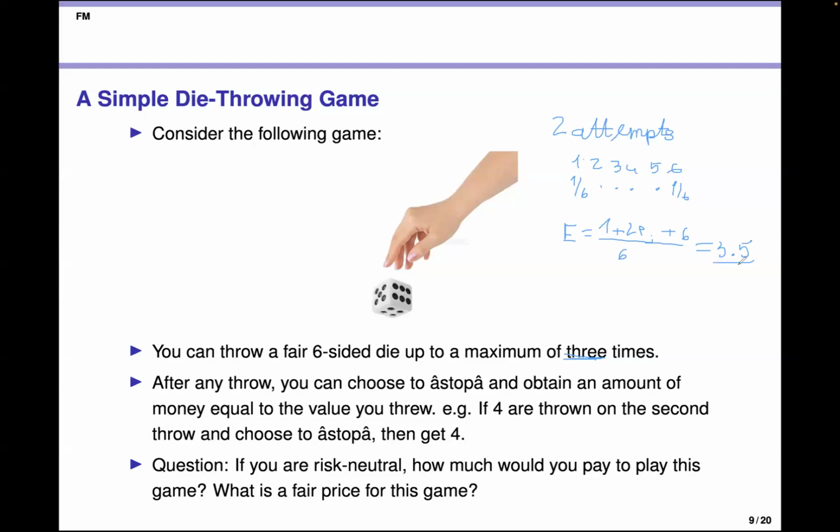So if we have only 2 attempts and we throw this die and we see, for example, 6, we decide to stop. 5, we stop. What about 4? If you see 4, we need to stop because the price of waiting is 3.5. But if you see 1, 2, or 3, we continue.